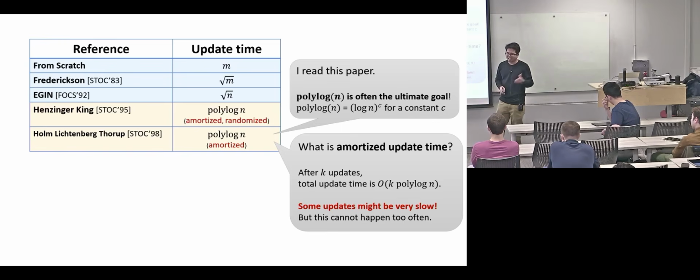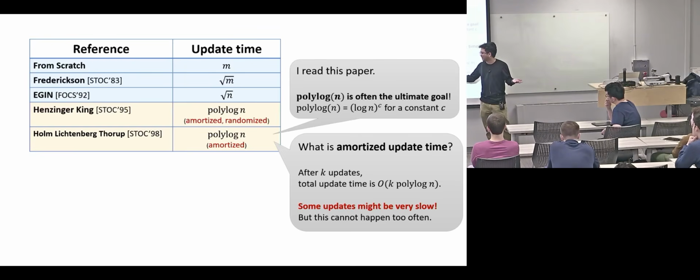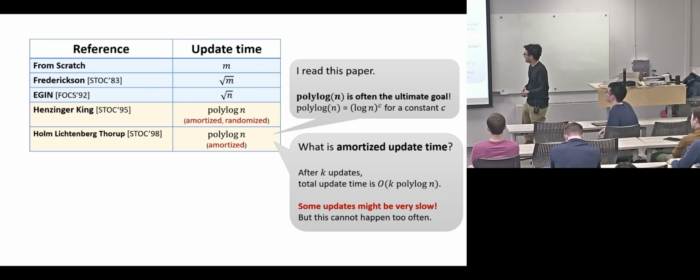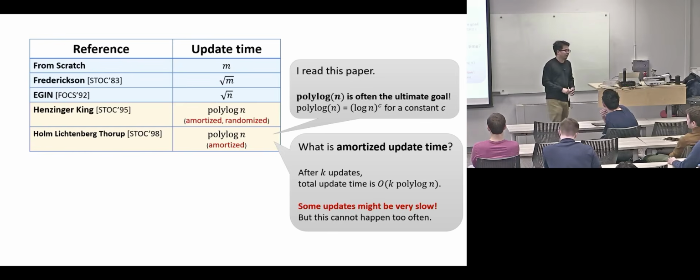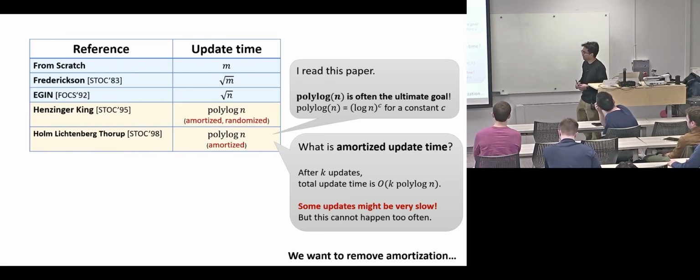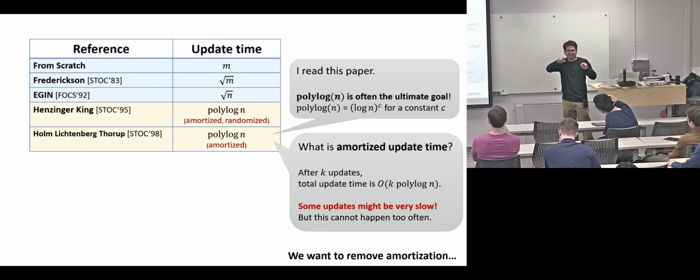In class, we will analyze this kind of data structure and you will learn about this more. But the bad thing is that some updates can be super slow, but this cannot happen often. But we don't want this, right? What we want is to remove amortization. Every single update should be fast. That's what we want.